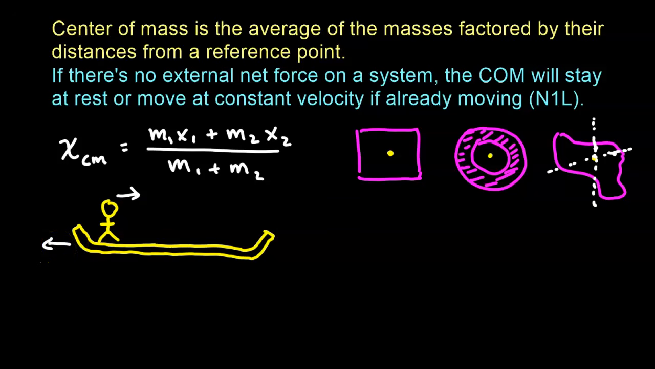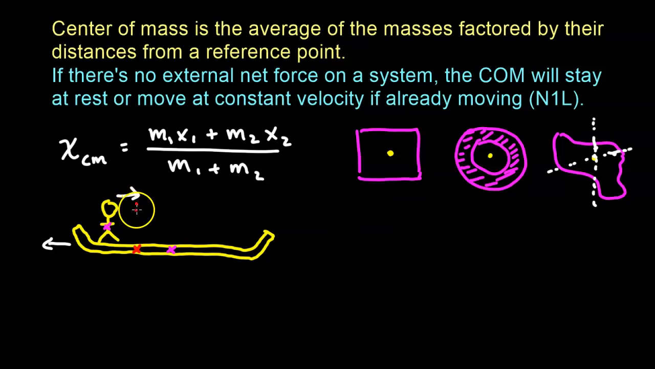Now let's think about this in terms of the center of mass. Center of mass is right here for the boat, and for the person it's going to be right there approximately. And then the center of mass is going to be somewhere in between those two, depending on which has more mass. So let's say that the center of mass is right there, and the person moves to the right. As the person moves to the right, the boat moves to the left.